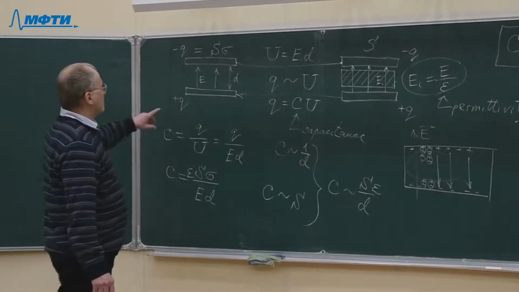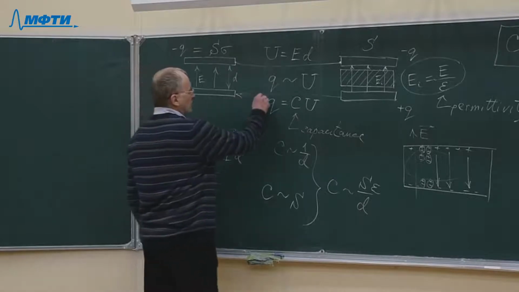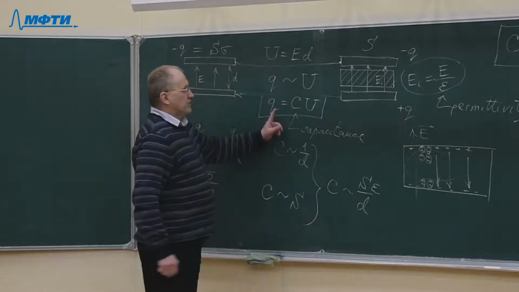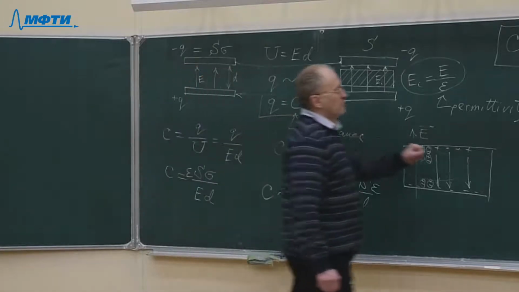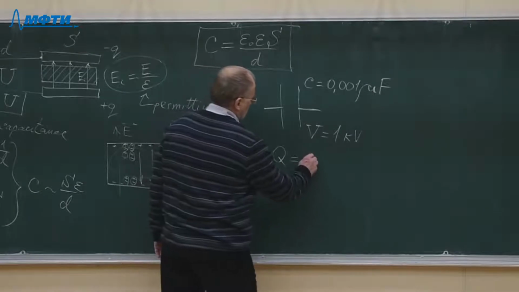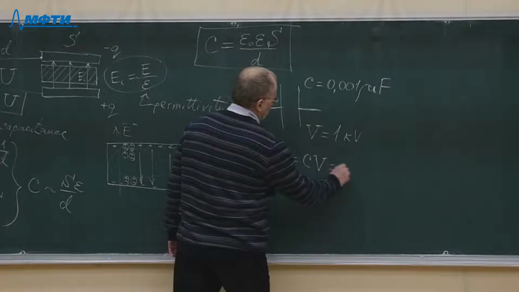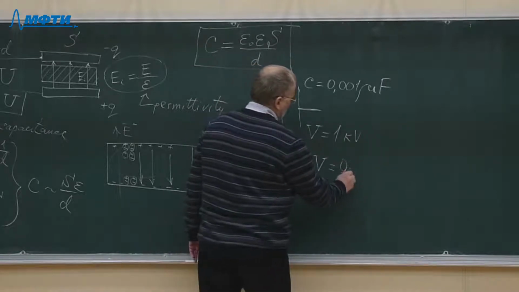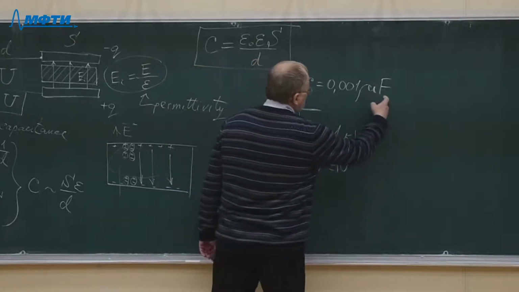So we have the formula for the charge. The charge of the capacitor is proportional to capacitance and potential difference. The capacitance is given and the potential difference is given. So we have to take here capacitance times the potential difference. Capacitance is 10 to the power of minus 3 microfarad.